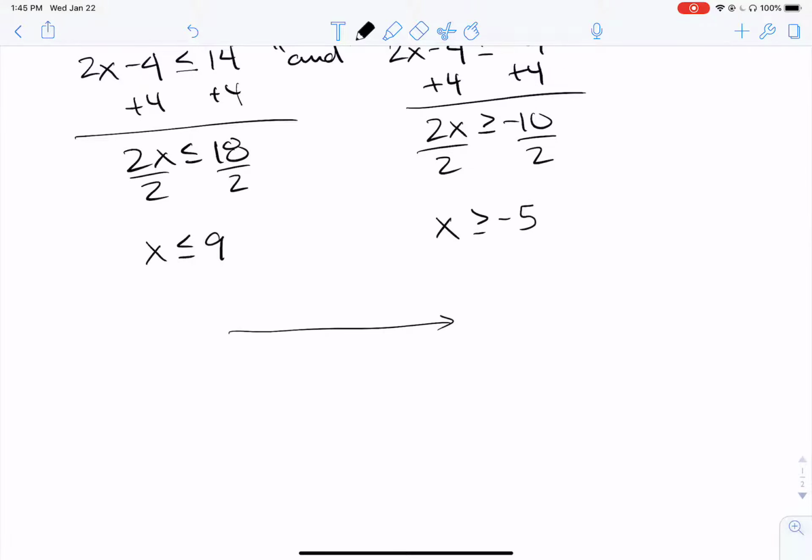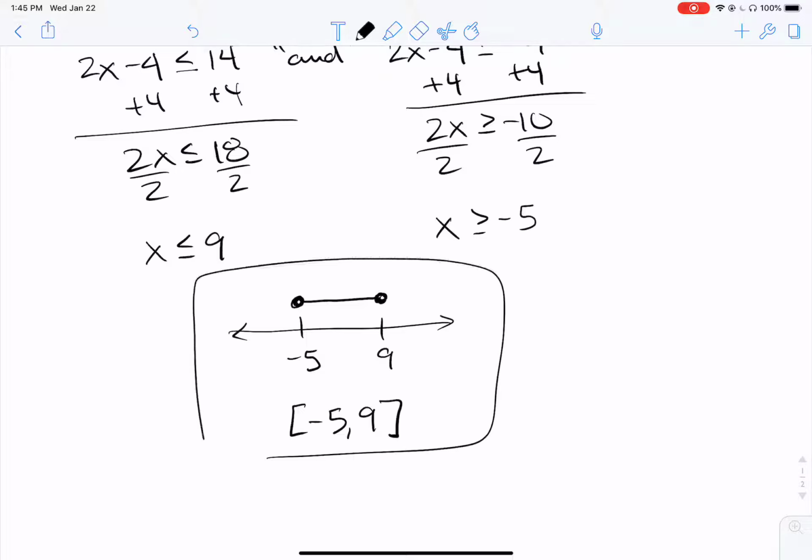So our solution would be the number line that goes from negative 5 to 9 with closed dots above both of them and going towards each other. As an interval, it looks like this. So this right here would be your solution for problem number one.